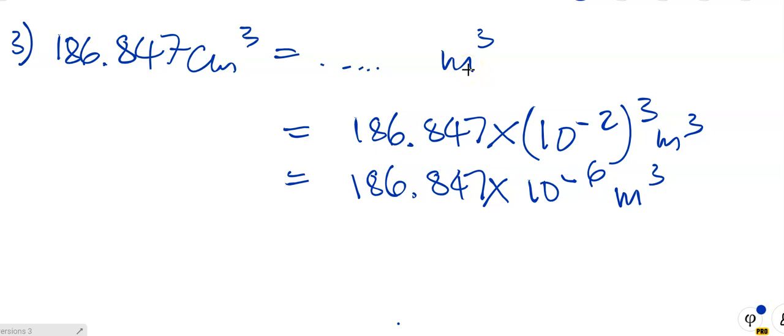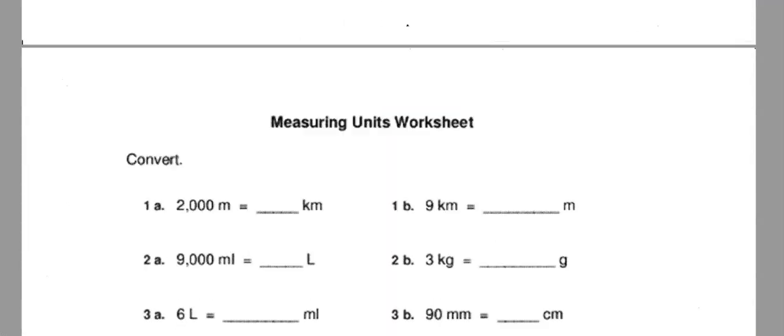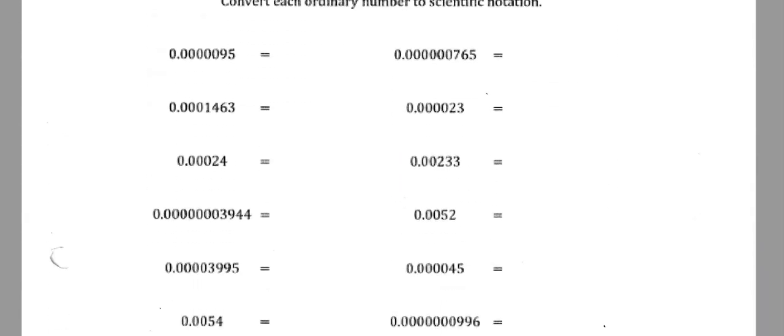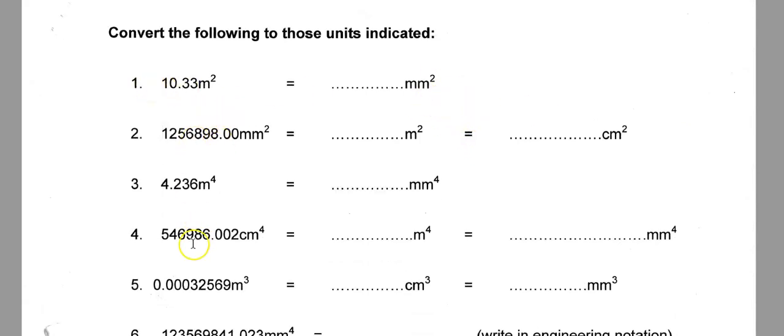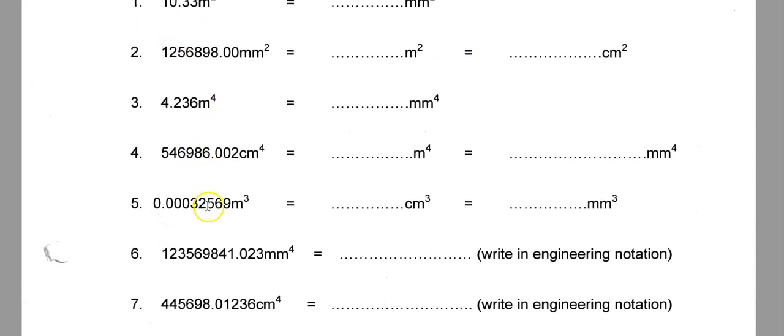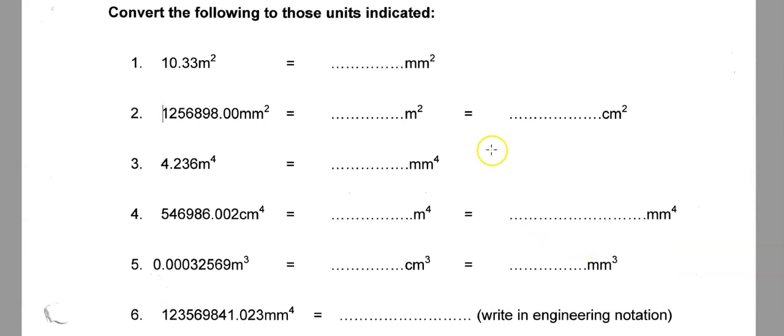Right, let's clean the board and look at the next one. Alright people, I'm in my worksheet. If I go down there, we've done that. So you can do 1, 2, 4, all of that there. There are some engineering notation examples you need to do. Let's look at number 3. It says convert 4.236 cubic meters to millimeters to the fourth.